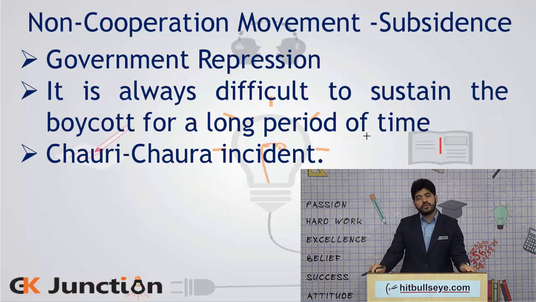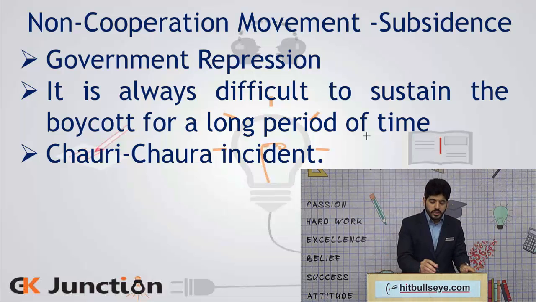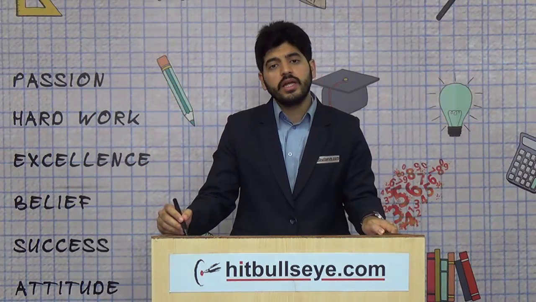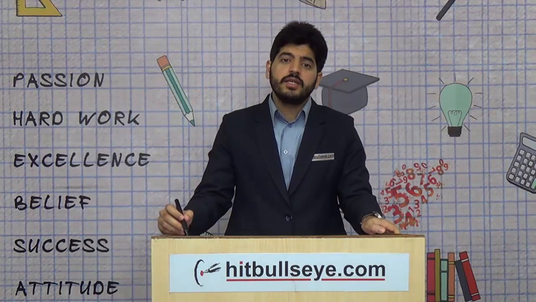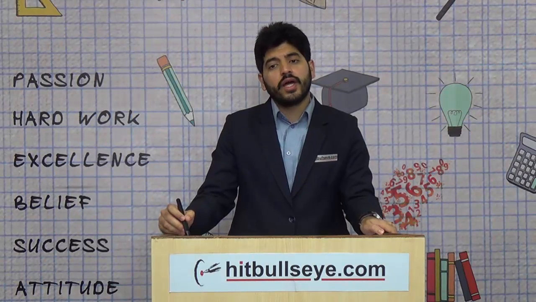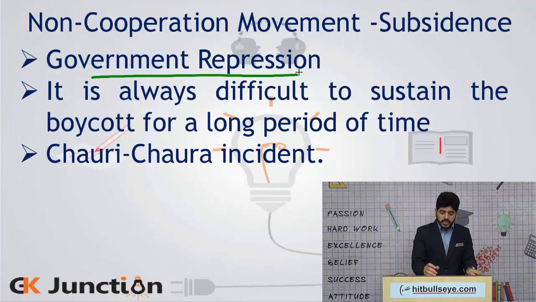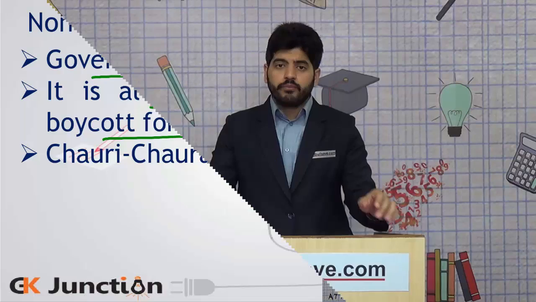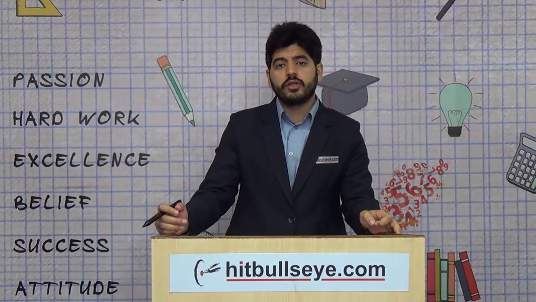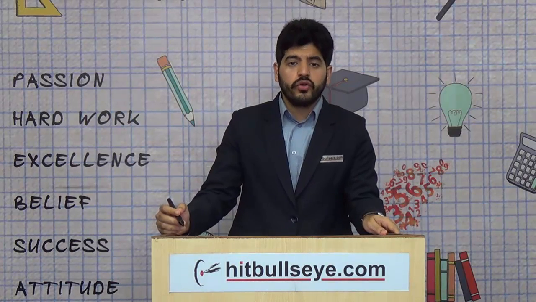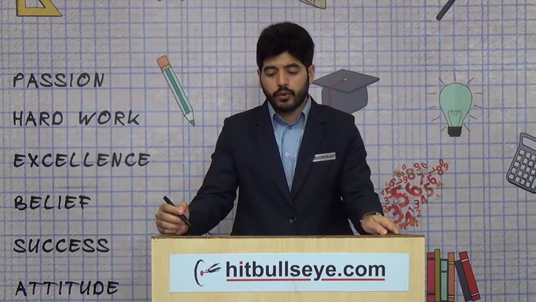Talking about the reasons for the subsidence of the non-cooperation movement. Firstly, there was high government repression. The government was arresting all the leaders and suppressing the masses for expressing their boycott of foreign goods and law courts or any other governmental activity. And next, it is always difficult to sustain a boycott for a long period of time, because it was also important for the people to take care of their daily needs, which could be met only through those goods which were being boycotted by the people at that point in time.